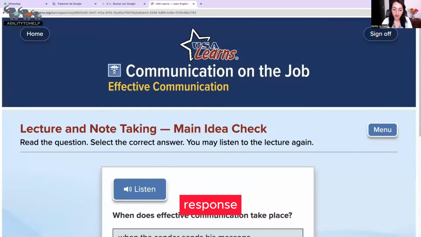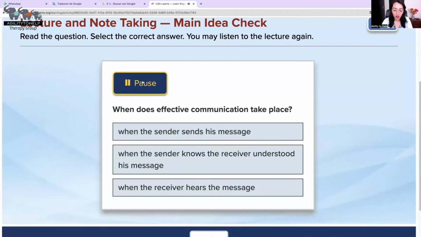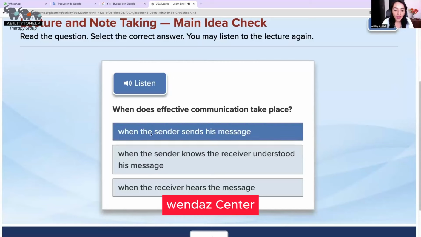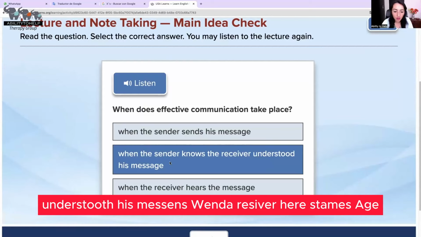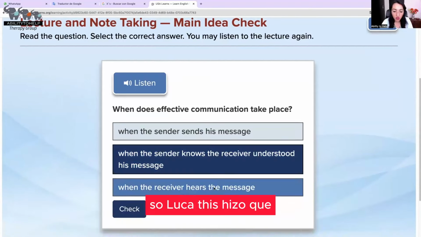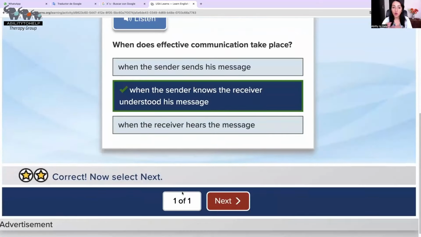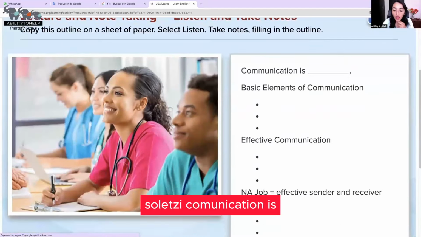So let's see. Today, I'm going to talk about communication. What is communication? Well, very simply, communication is sharing and exchanging information, thoughts, ideas, or feelings. When does effective communication take place? It takes place when the sender knows the receiver understands his message. That's all.